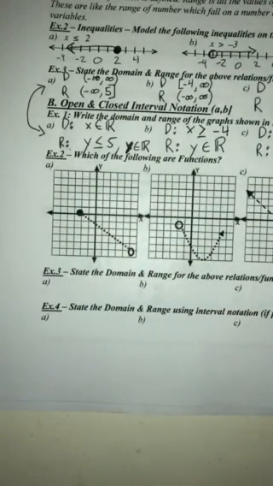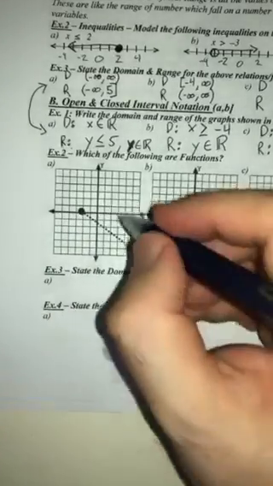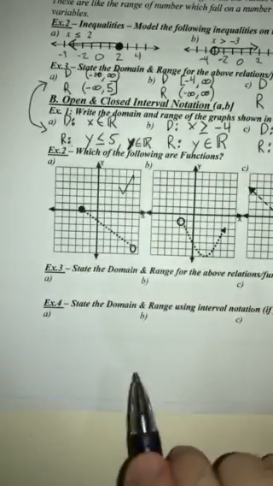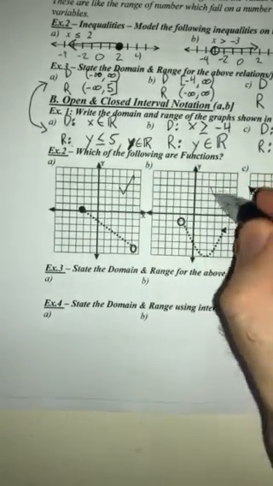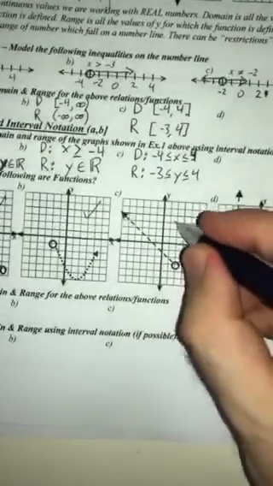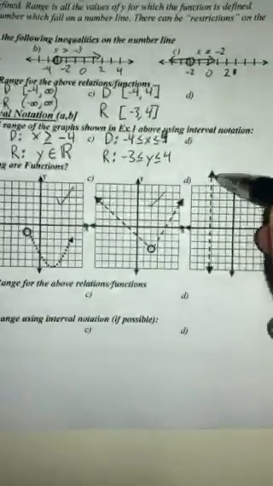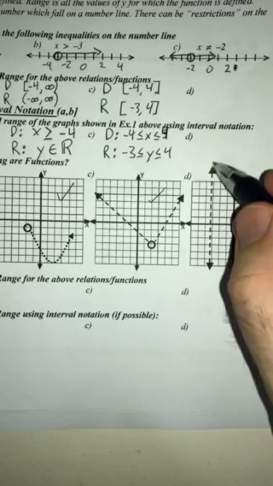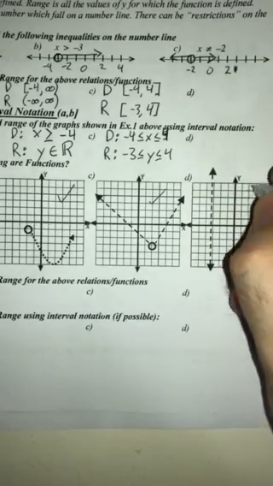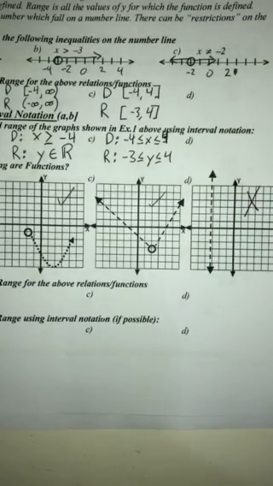Let's go through this one. So we need to figure out which of these are functions and which of these are not functions. So I'm just going to put checks and x's. Is this a function? Absolutely. That doesn't touch more than once. This one, yep. This one, yep. And this one, definitely not. It's a vertical line, so if I do a vertical line here, it touches an infinite number of times, so no. This one is not a function.